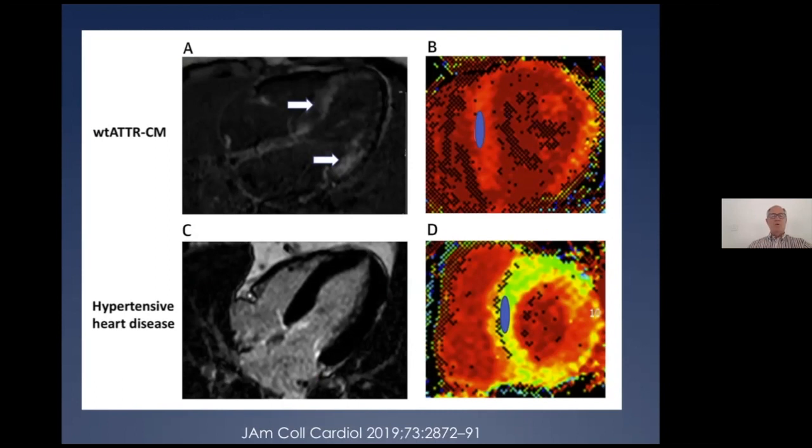So we see more extracellular matrix versus what we would expect to see with hypertensive heart disease, which would be greater myocardial cell involvement. So again, the big distinction between amyloid heart disease and hypertensive heart disease is that amyloid has the extracellular infiltration of this amyloid protein versus hypertensive heart disease, which is basically an abundance of myocardial cells.